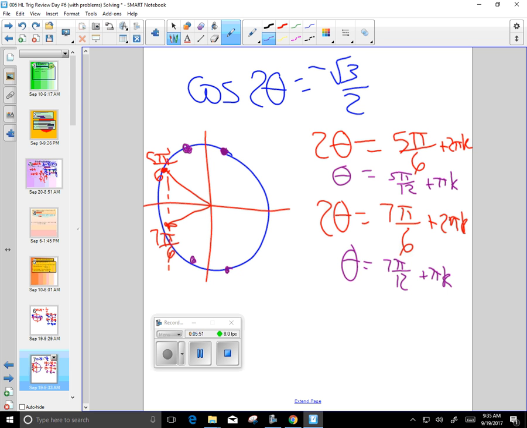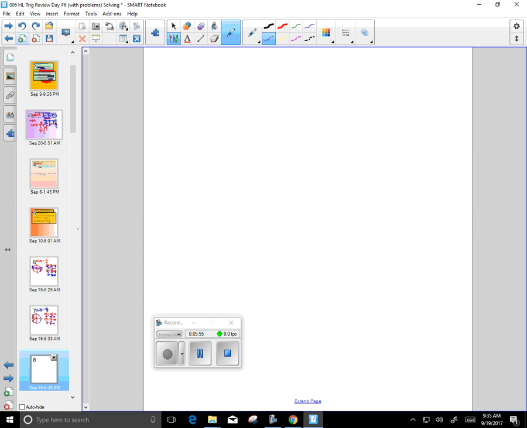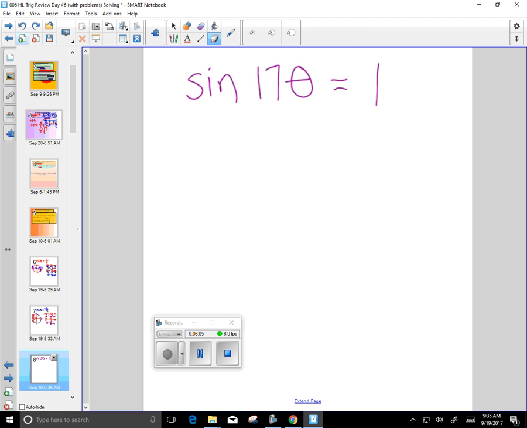Are you doing okay? Let's try one more. You ready? Sine again. 17 theta. No, I'm not going to do 17 theta. That's just cruel. Let's do 3 theta, though, equal to 1. Sine 3 theta equal to 1.